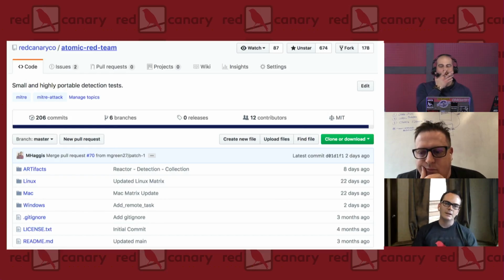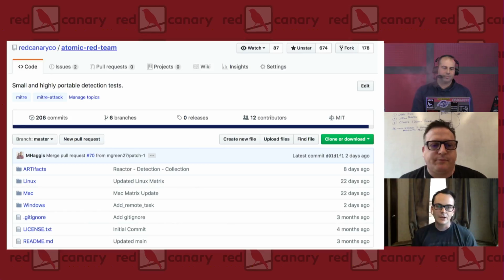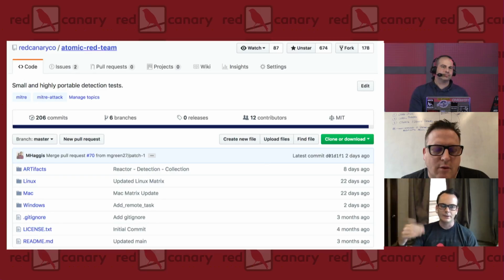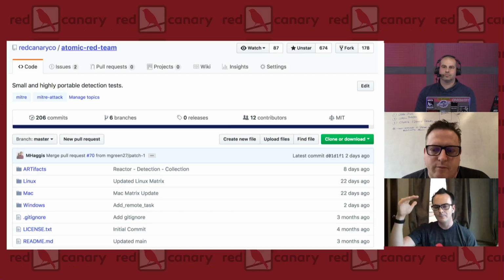Cool. Yeah, thanks. So this is just the Atomic Red Team repository on GitHub. We have everything broken out by Linux, Mac, and Windows. Each one has their own matrix in there. So if you go into Linux, you'll see the Linux matrix, and anything that's highlighted blue has something in for that technique. So you're able to click it, go in and look at whatever you want to look at. So for Windows, we broke it out. It's all in there.